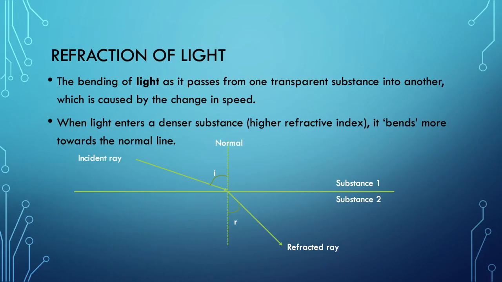Now let's look at the refraction of light. The bending of light as it passes from one transparent substance into another, which is caused by the change in speed. This is called refraction of light. When light enters a denser substance, which has higher refractive index, it bends more towards the normal line. In this figure, we can see an incident ray. When it comes to substance 1, it gets refracted in substance 2 and bends towards the normal.